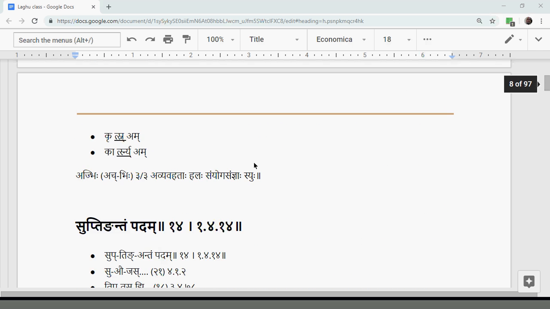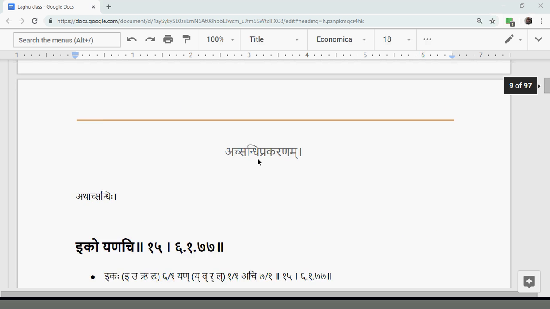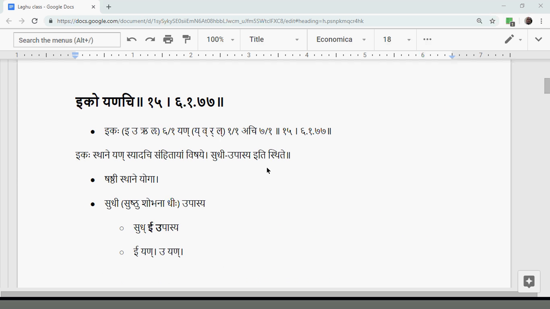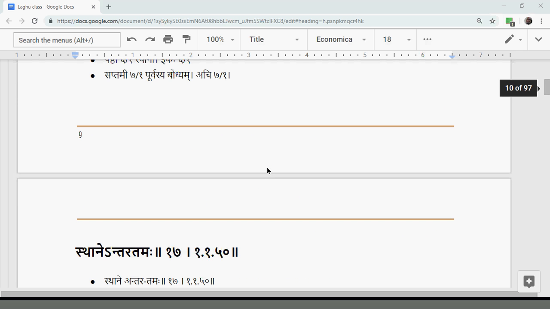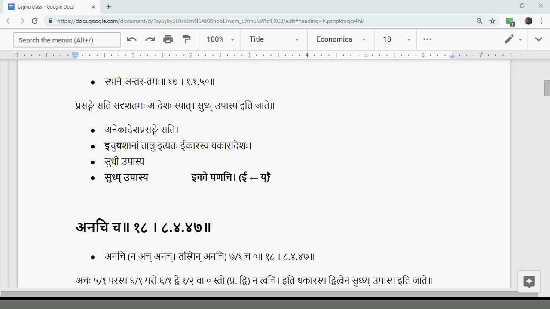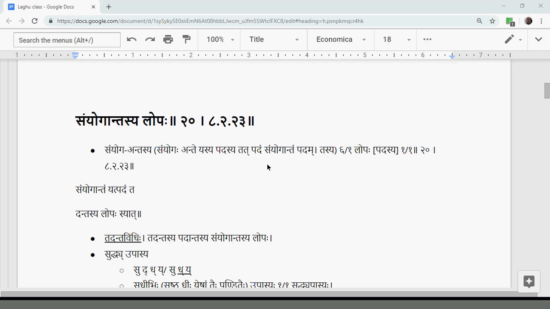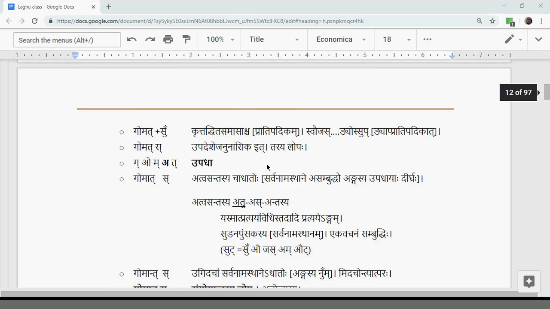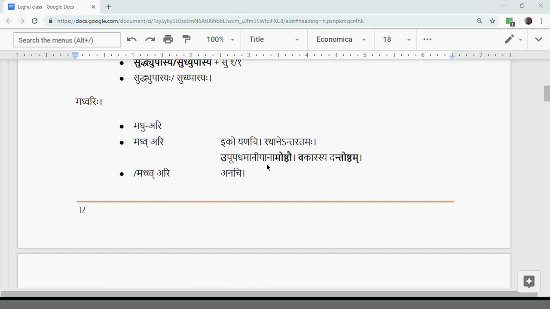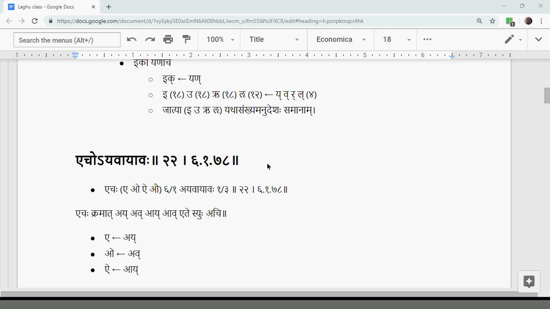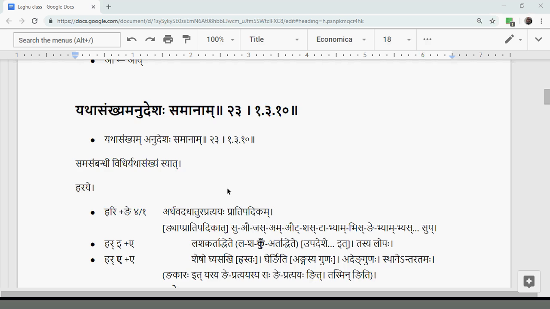So we were looking at AchSandhi, the AchSandhi Prakarana. We saw the Eko Energy Sutra and supporting sutras to explain that. The next sutra we saw in AchSandhi was Echo Yavayavaha. Even in this context of Echo Yavayavaha, we saw other sutras.